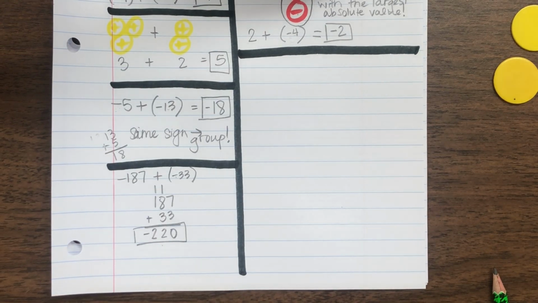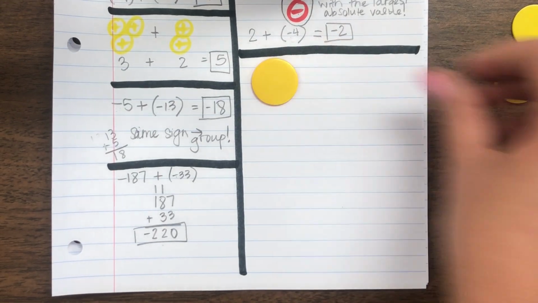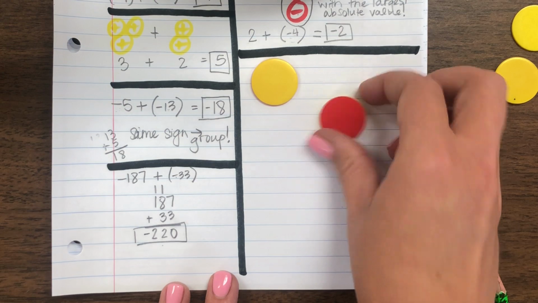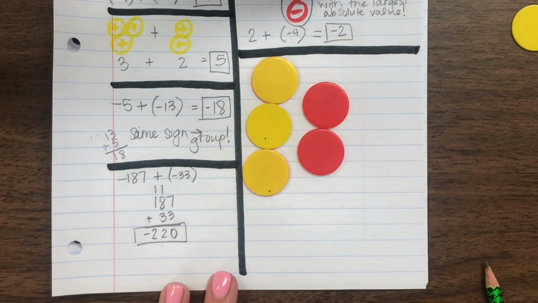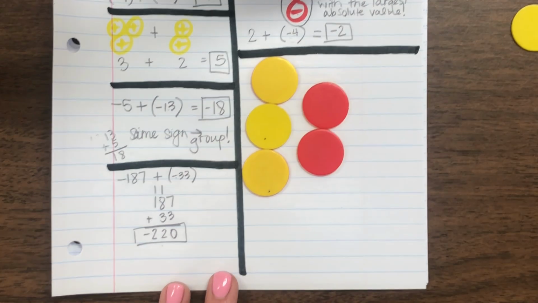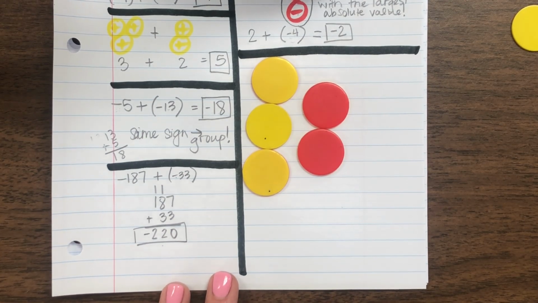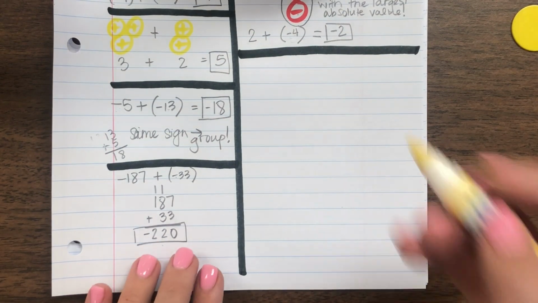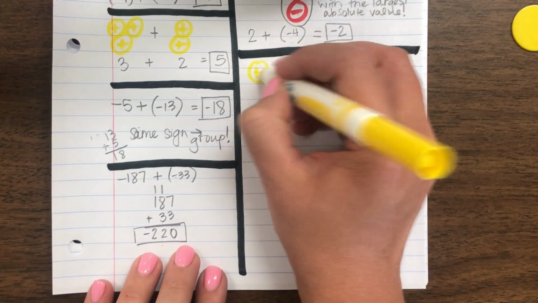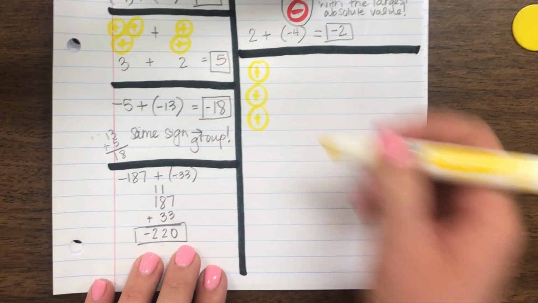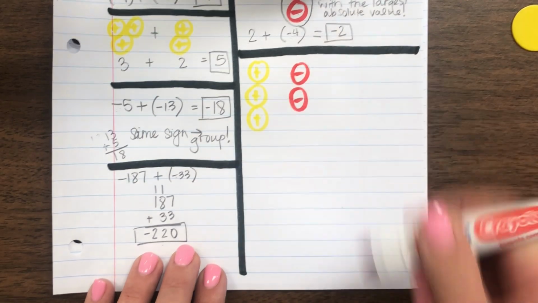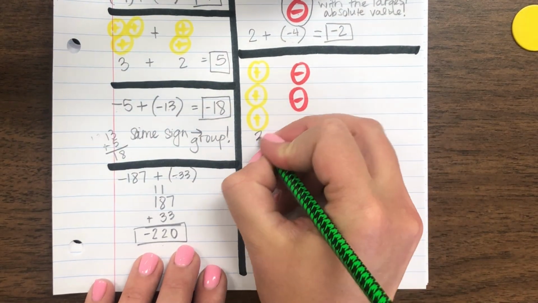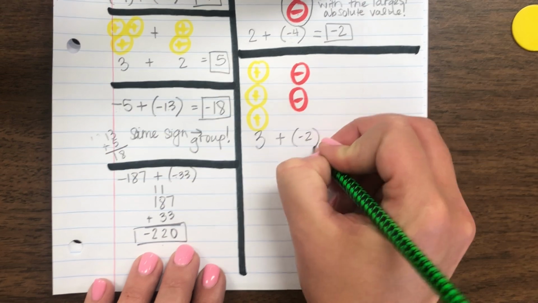Next example, we're going to do 3 positives. So I'm just going to show you with my chips and then we'll draw it. 3 positives plus 2 negatives. So 3 plus negative 2. You might be able to see in your head what the answer is going to be, right? You can already see some 0 pairs there. So let's go ahead and draw. Positive 3 plus negative 2.